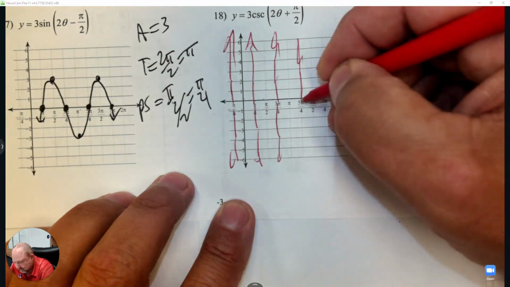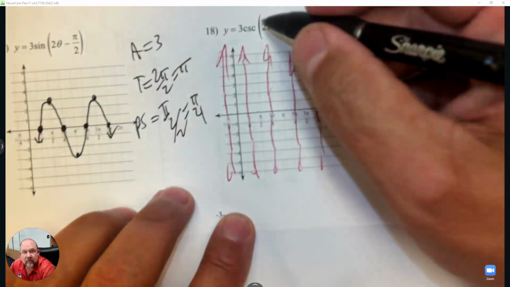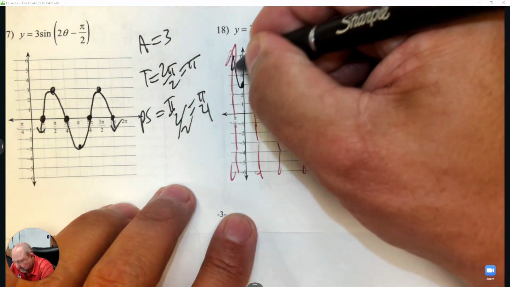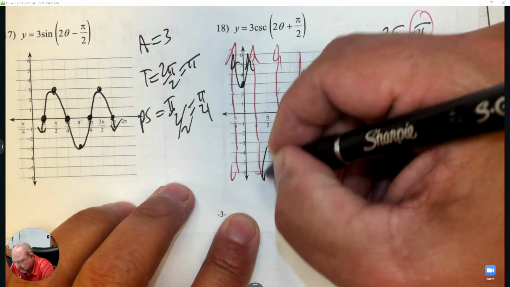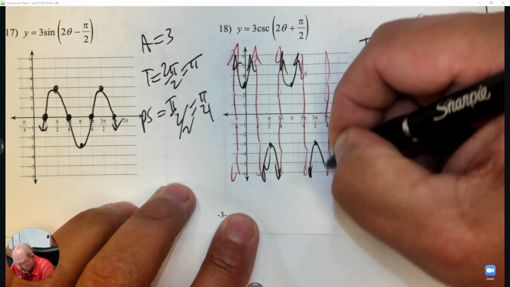So now I have a pattern that I'll follow. In between the first two, it goes up to 3, and then fold it down to negative 3. And negative 3 again. Done. All right, turn the page.